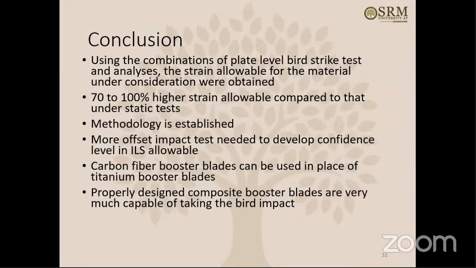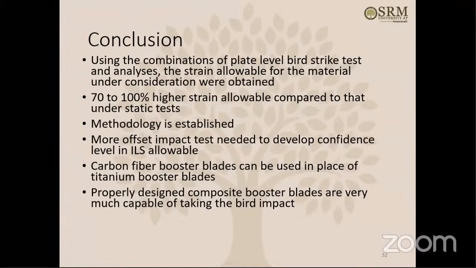In dynamic simulation many things happen, and particularly in FEA analysis you see that the strain level shoots up a lot in dynamic analysis. So of course, these allowables are for dynamic simulations only. That is why next time somebody is using dynamic simulation, we can use these strain allowables. The methodology is established here.